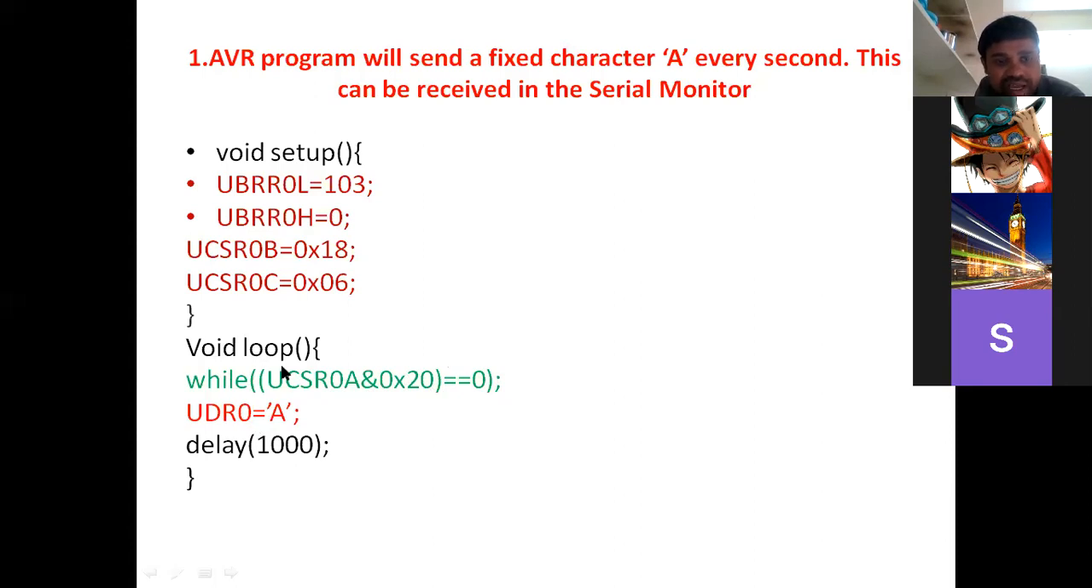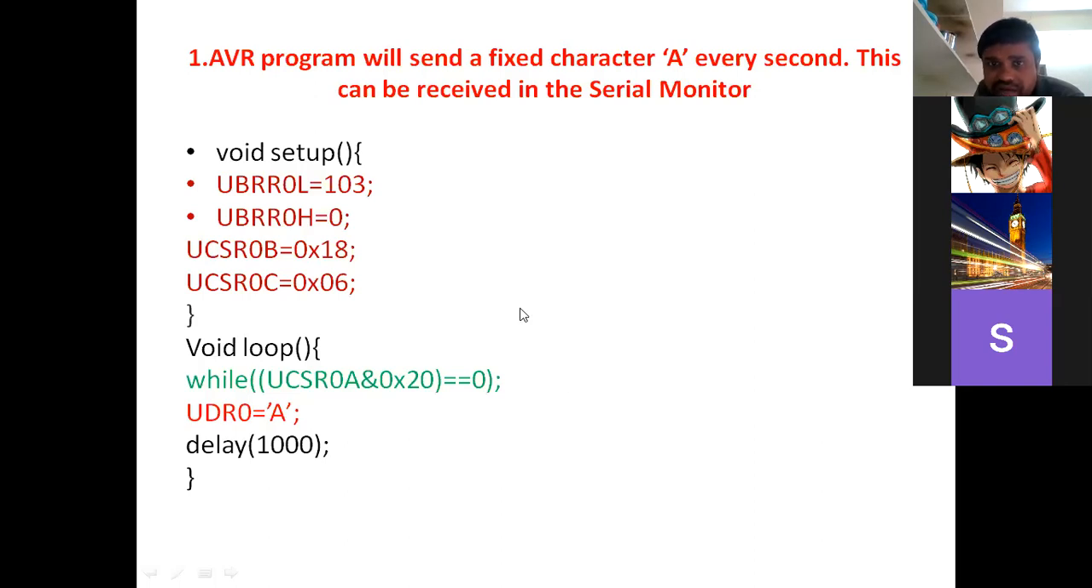After 1 second, again this is the loop, it keeps on executing. A will be transferred to the UDR, then automatically sent to the system. Then again we check whether A has been transmitted or not. If it is transmitted, again A will be sent to the UDR. This is the program for A.